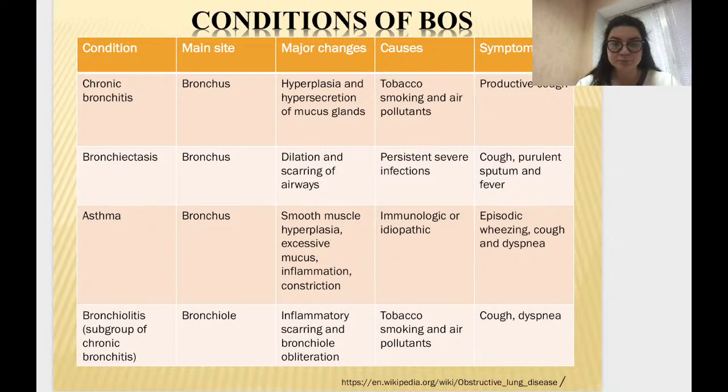What are the main causes? For chronic bronchitis and bronchiolitis, most often it is tobacco smoking and air pollutants. For bronchoectasis, it is persistent severe infections, and asthma is usually immunological or idiopathic. And by the symptoms, for chronic bronchitis the most typical is progressive cough. For bronchiolitis, cough and dyspnea. For bronchoectasis, cough, purulent sputum and fever. And for asthma, episodic wheezing, cough and dyspnea.